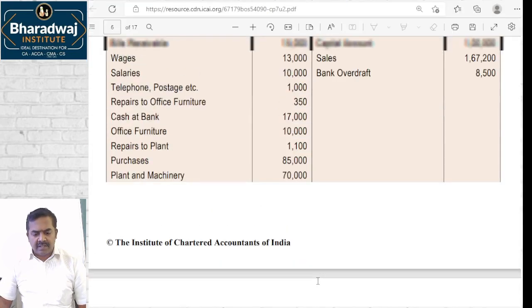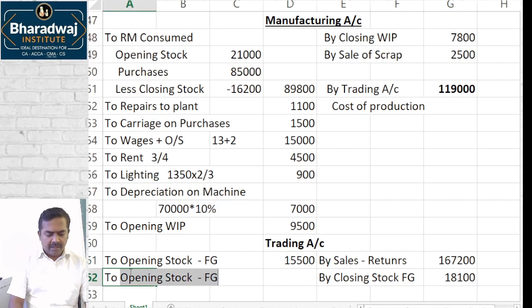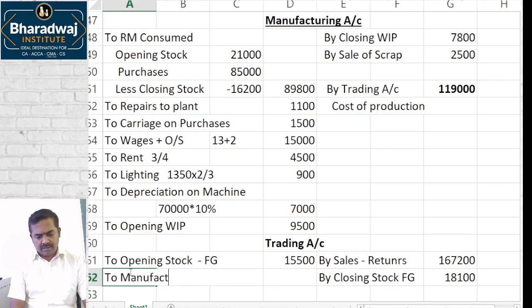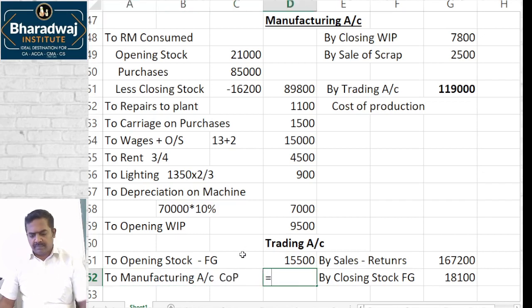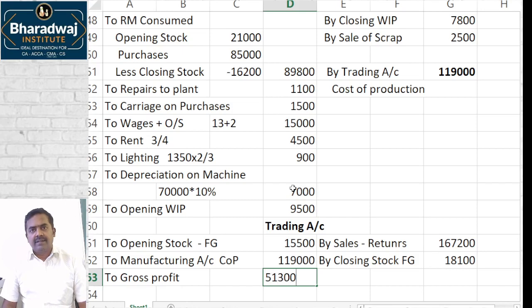Any sales returns given in the question? No. Sales 167,200. Sales minus returns, put 167,200. To cost of production, that is, to the manufacturing account. The cost of production. What is the cost of production? 1,19,000. Tally it to get gross profit, 51,300.